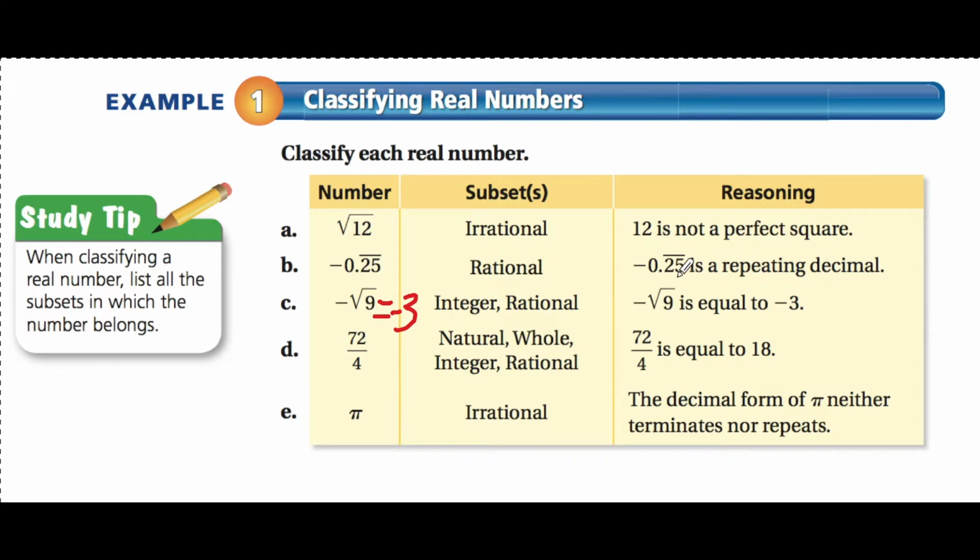The next one we have is 72 over 4. 72 divided by 4 is equal to 18. 18 is a natural number, a whole number, an integer, and a rational number.